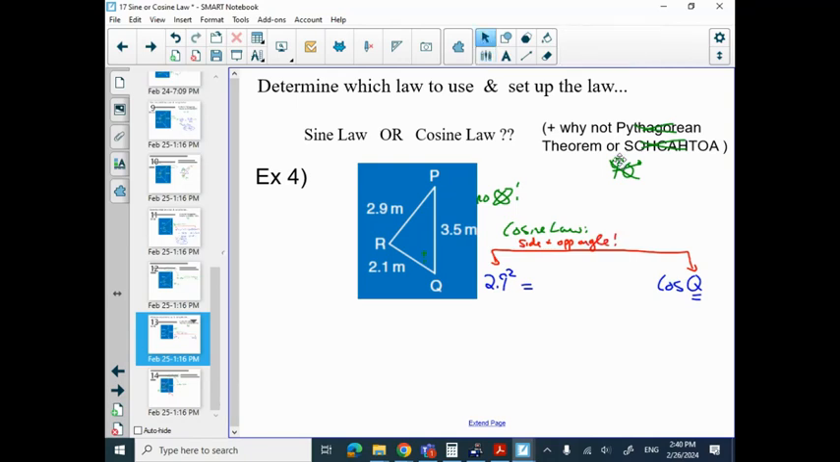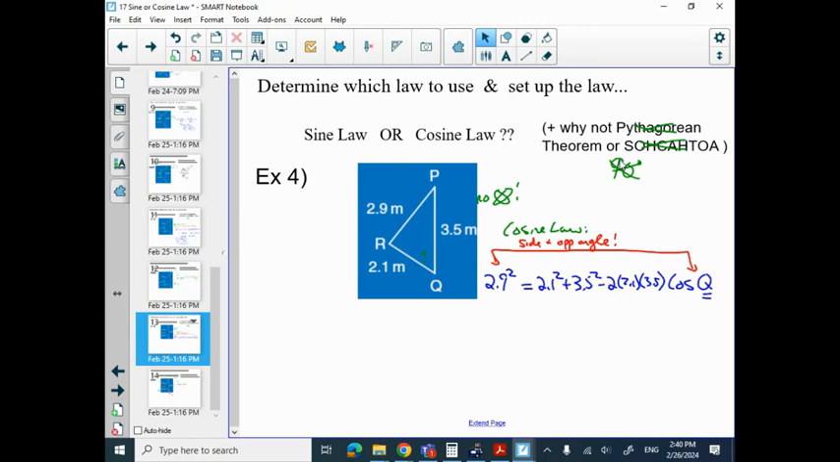If you start that way with cosine law, you'll have it in the right arrangement and give yourself a chance at getting the right answer. It's a good thing. So we've got the other sides, the 2.1 squared and the 3.5 squared, minus 2 times the 2.1 times the 3.5, times cos Q. So we just have to solve for Q.